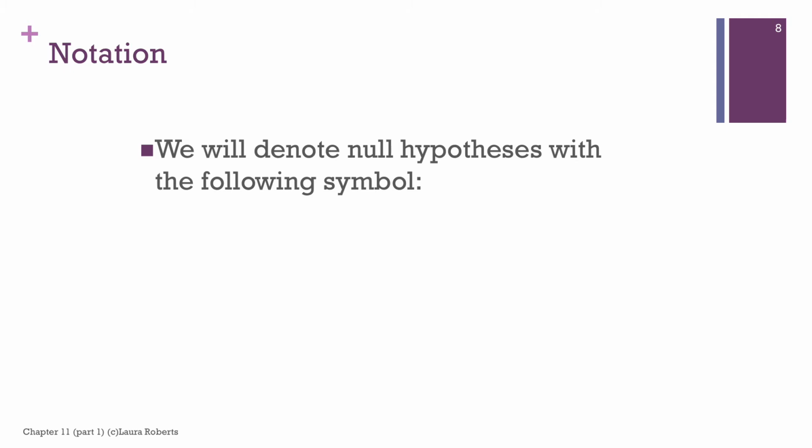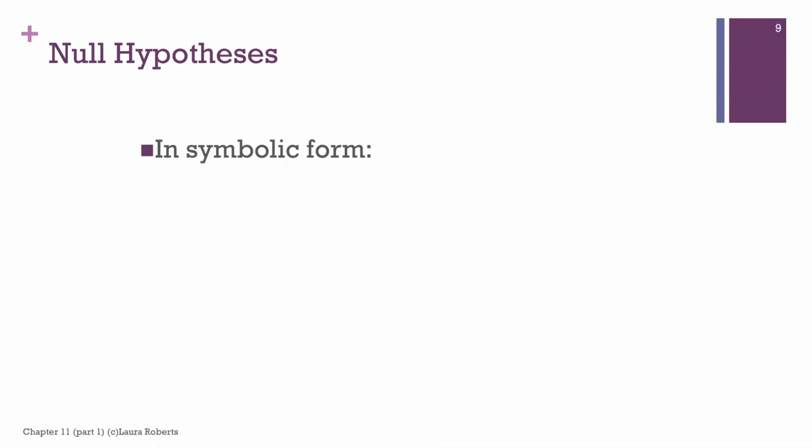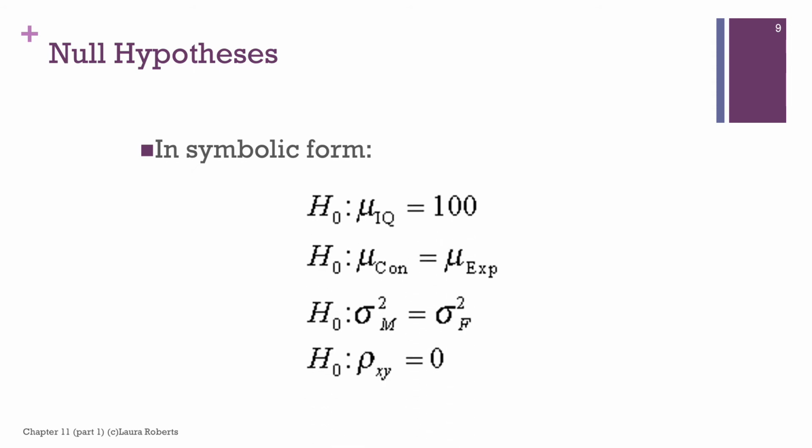So we'll denote the null hypothesis with the following symbol, capital H sub 0. And the null hypothesis in symbolic form is, for the first study, the mean of IQ equals 100. The second study is the mean of the control group equals the mean of the experimental group. The third one was the variance for males equals the variance for females. And the last one was the correlation between X and Y equals 0.